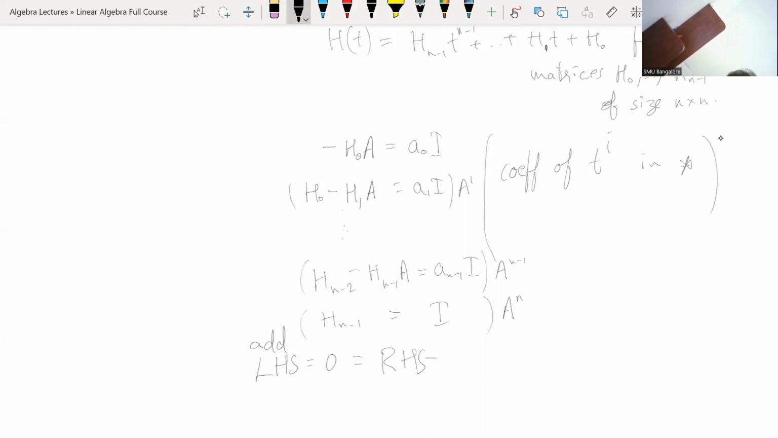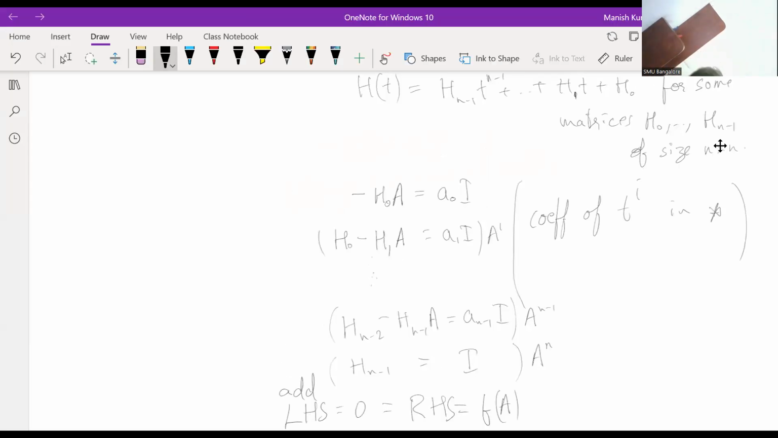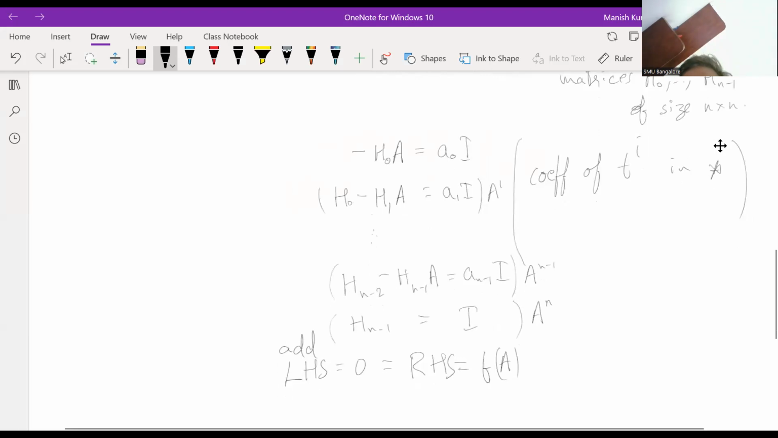But the right hand side is precisely f of a. Is this okay? Yeah, this is what you were suggesting maybe. So you don't have to multiply by a power n minus 1, but a power n itself. The last row by a power n, the second last row by a power n minus 1 and so on, up to the first row, which you multiply by a power 0, the second by a power 1 and so on, and add them. So this becomes a telescoping sequence.